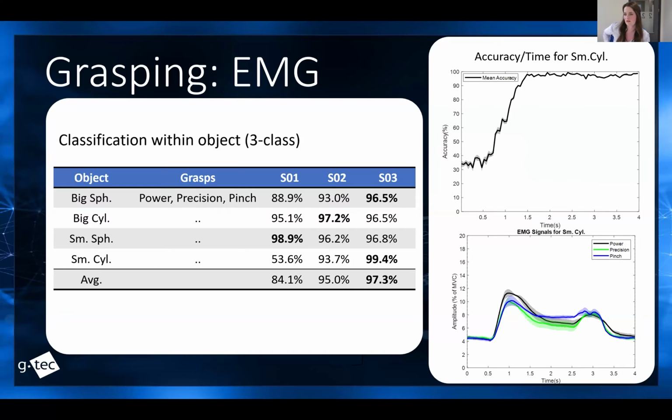For the EMG classification, the accuracies were, of course, higher. We looked at the three-class problem, so we combined all grasps within one object, and on average, the accuracies were above 90%. For the cylinder, you see again that the accuracy over time has a bit of a delay because of the reaction time. But once the movement starts, the accuracy increases to around 95% in this case. And here on the bottom, we can see the combined EMG signals over time, and you see it for the different grasping movements.